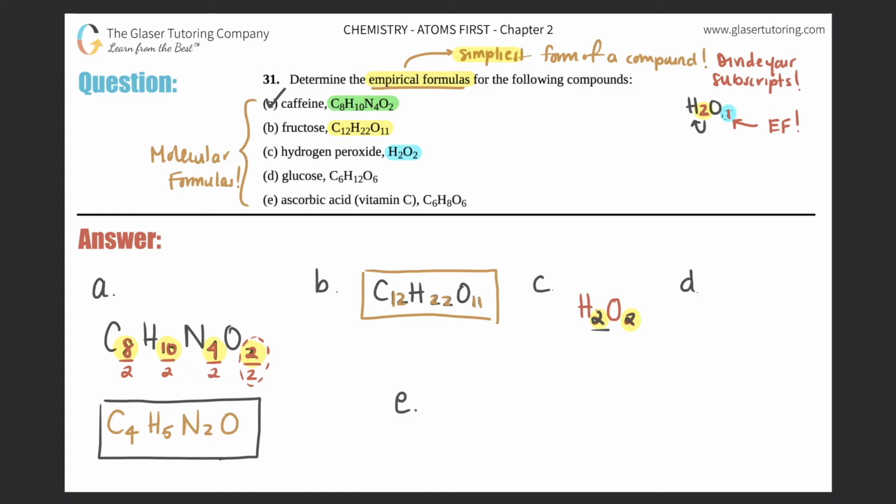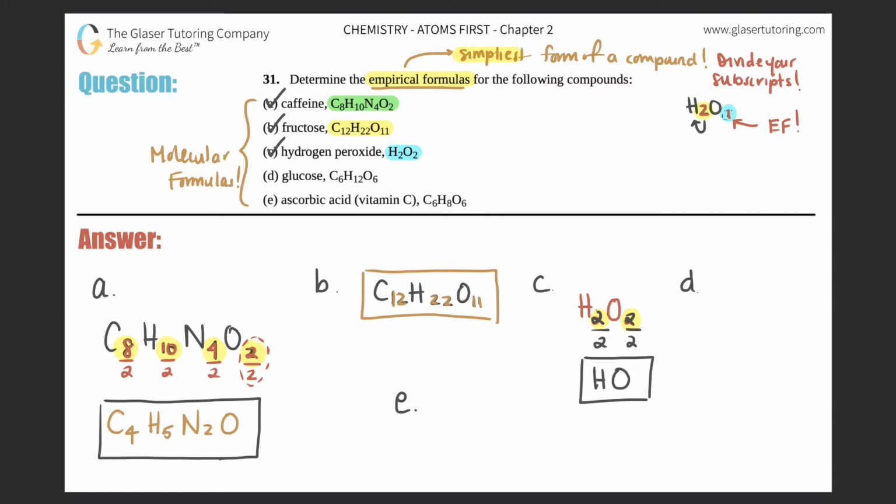I could divide both of them, the 2 and the 2, by 2. And then it would turn into HO. So you would just have 1 H and 1 oxygen. You can write the ones here, but it's implied that they are there. So box this off. That's the answer for C. So we got A, B, and C out of the way.